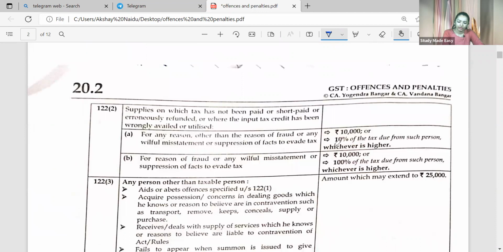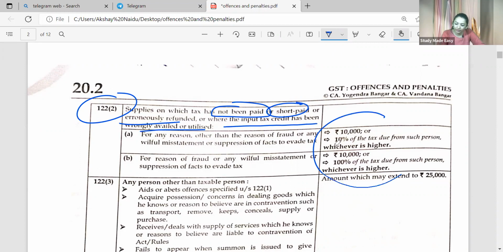Then 122(2), supplies on which tax has not been paid, short paid, erroneously refunded, or where tax has been wrongly availed, utilized. Now remember this, the same provision we have done here. Agar fraudulently you have done this and fraudulently not you have done this, it is just an error and mistake. You have wrongly availed, utilized, then tax deducted, tax short paid, not paid.